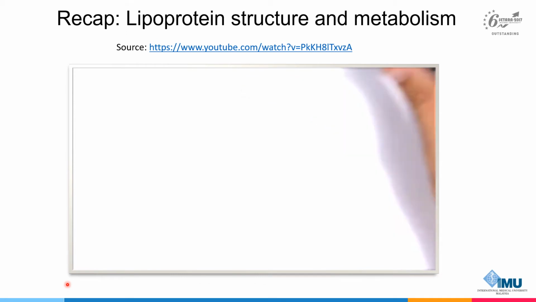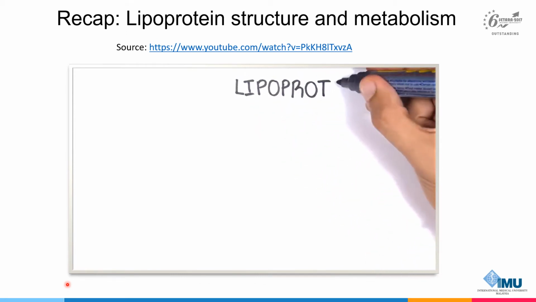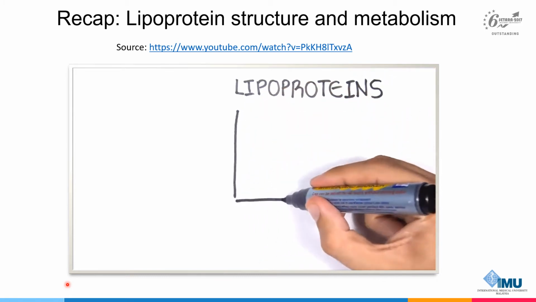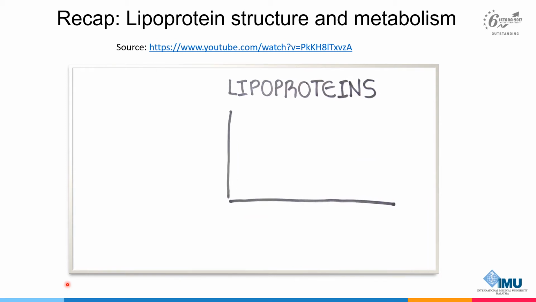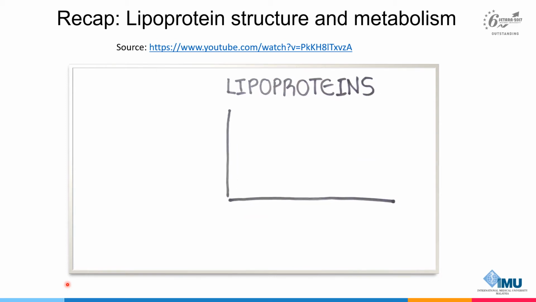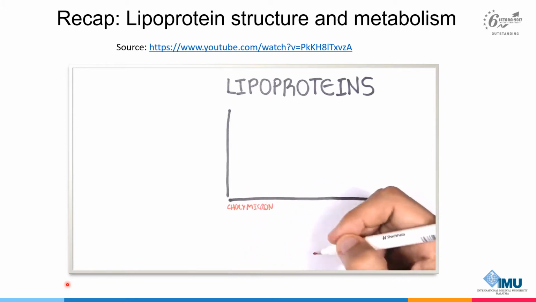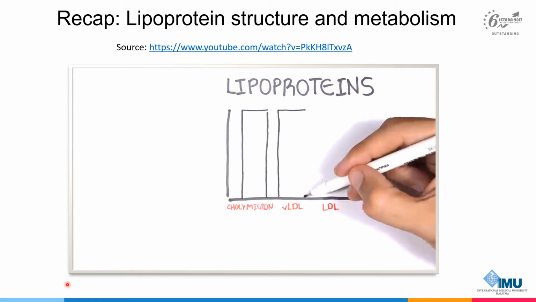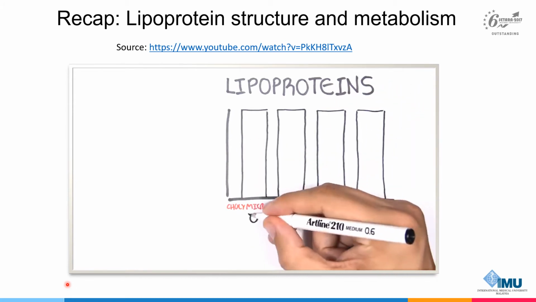In this video, we will look at lipoproteins. Lipoproteins are basically fat, lipo, and proteins. And there are different types of lipoproteins. You can say that there are 4 types. These are chylomicrons, VLDL, very low density lipoproteins, LDL, low density lipoproteins, and HDL, high density lipoproteins. Here I am just drawing how they will be represented in this diagram.